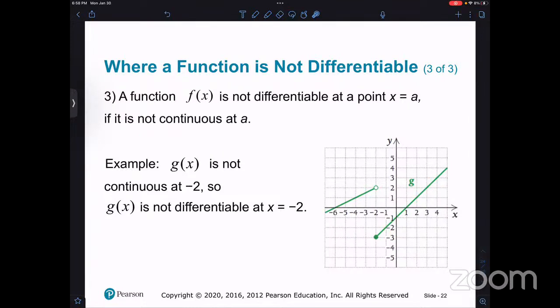Okay, so sharp corners, what was the second one? A vertical tangent line or a hole or a gap. If it's not continuous, then at those points of discontinuity, we can't find the derivative. Okay.